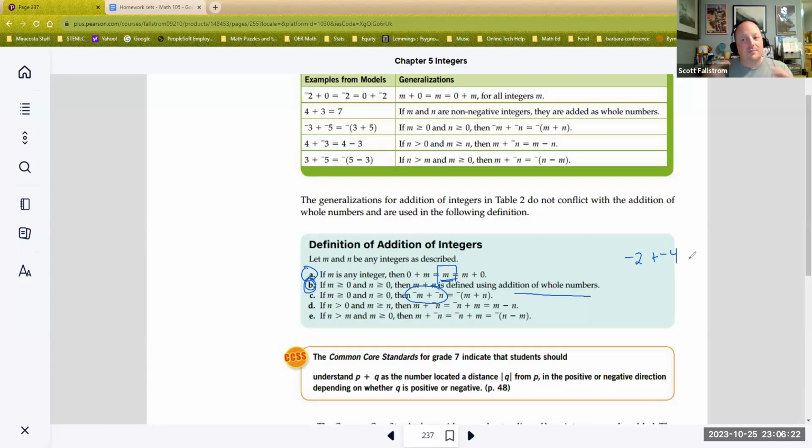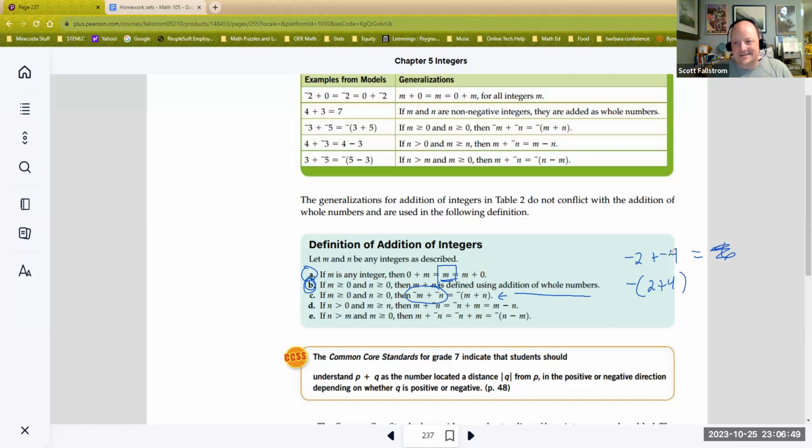If I was using the chip model, I would put in 2 negative chips to start, and then I'd put in 4 more negative chips, and that would leave me with 6 negative chips. And we could just count them. And to me, that's the quickest way. And that matches up perfectly with what they're saying. They're basically saying, hey, just do what you were doing, but then say it's the opposite of 2 plus 4. Because you know how to do 2 and you know how to do 4.